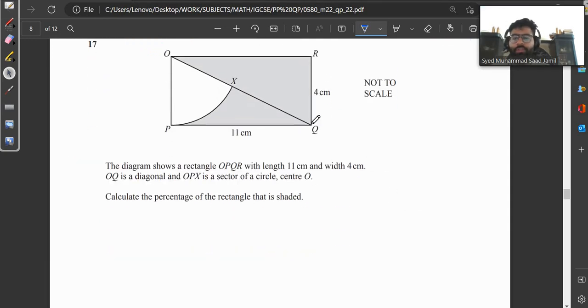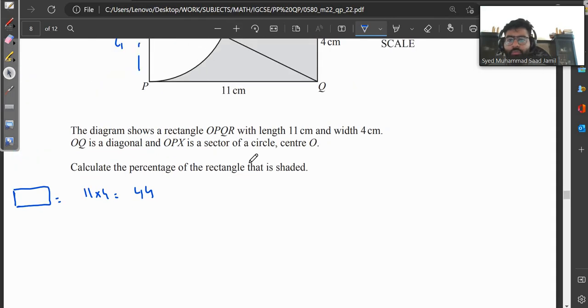Moving on to the next question, it says the diagram shows a rectangle OPQR with length 11 and width 4. OQ is a diagonal and OPX is a sector of a circle centered O. Calculate the percentage of the rectangle that is shaded. Okay, basically we want to find the percentage of the part that is shaded. First of all, we will find the area of the whole rectangle. Area of the whole rectangle is 11 multiplied by 4, which means 44. Now we will find the area of the sector. If this side is 4, this side would also be 4, which means the radius is 4.